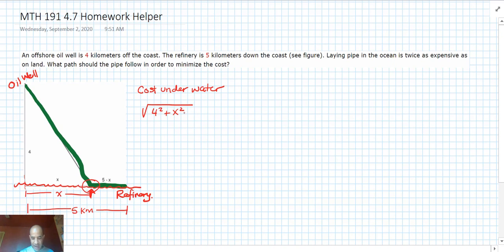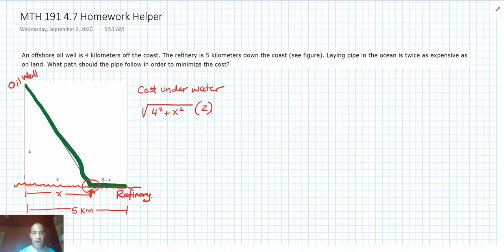That's its distance. And the cost here, we don't know how much it actually is. It just says it's twice as expensive. So for this cost, I'm going to multiply by a factor of 2, just to denote that it's twice as expensive as the on land part.